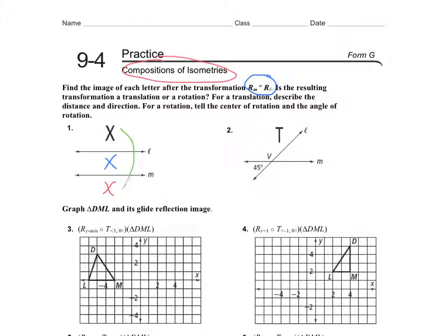So the resulting isometry from the original X, the pre-image, to the image would be a translation down, twice the distance between the lines.